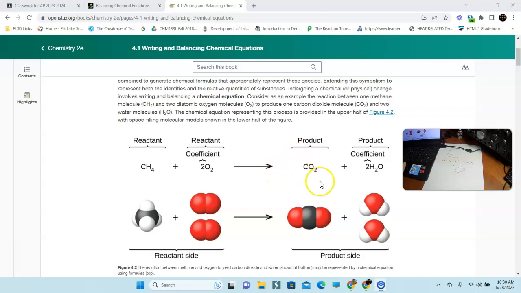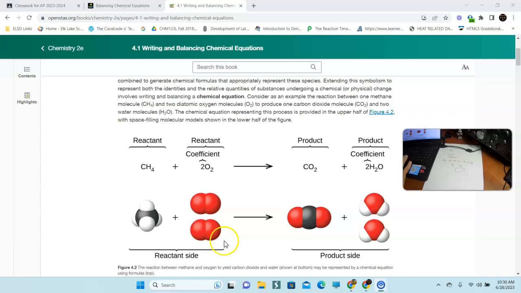We're going to spend some time learning to name these molecular compounds, covalent molecular compounds, before the end of summer. Not today, though. I just want to talk about these balanced chemical equations. When you read it like this, it really represents this down here, these molecules reacting.